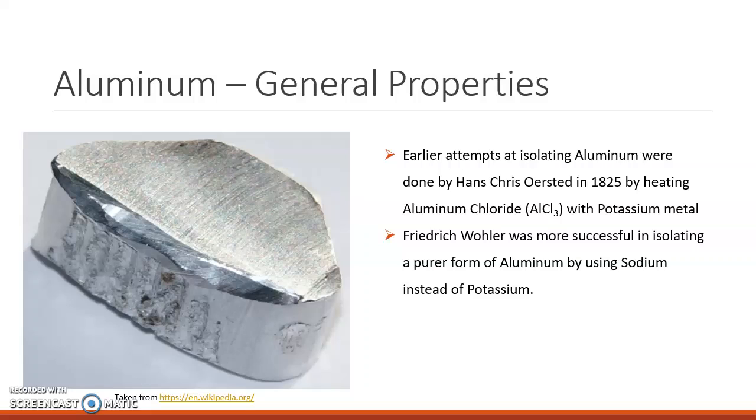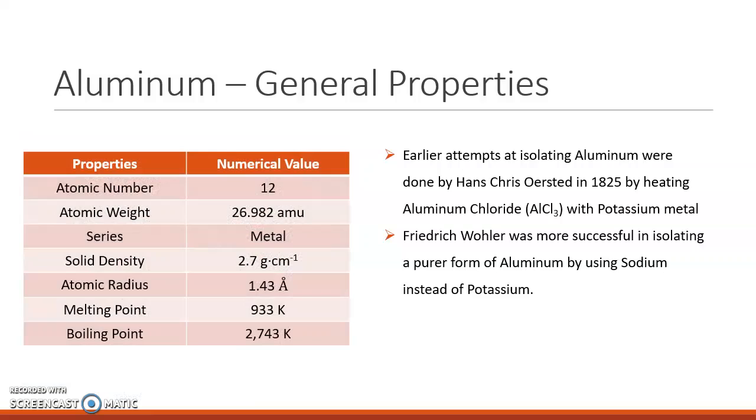On the left, you'll see that aluminum generally has a shiny grayish-white color, and is in solid state at room temperature and standard pressure. Based on the slide presented, aluminum is a metal having an atomic number of 13, atomic weight of 26.982, a density of 2.7 grams per cubic centimeter, an atomic radius of 1.43, and melting and boiling points of 933 and 2743 Kelvin, respectively.